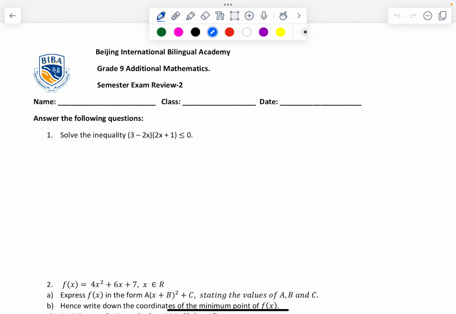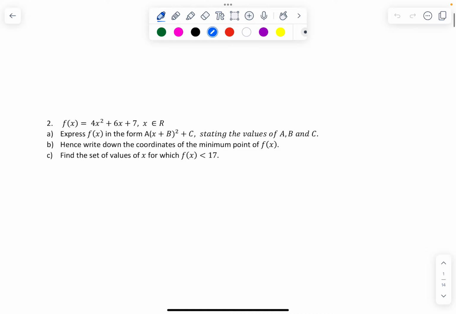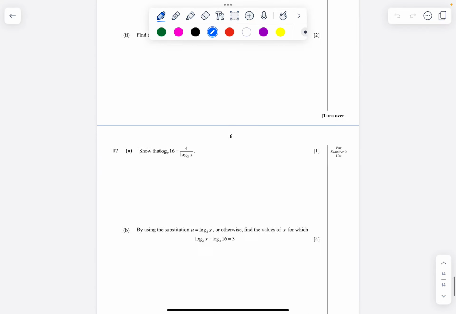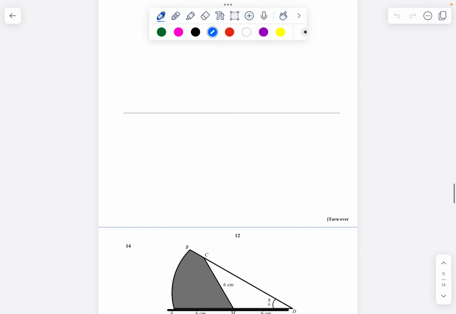Welcome back, grade 9. This is review 2 for the semester exam. Let's get started. I think there are about 17 questions in this. Okay, they are all different topics. So let's get started. Okay.